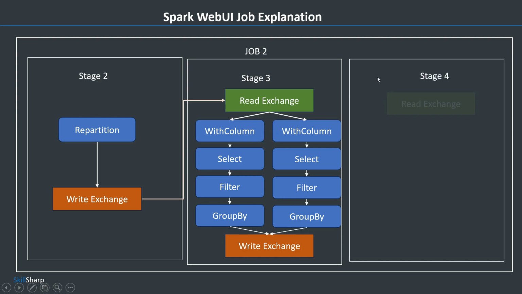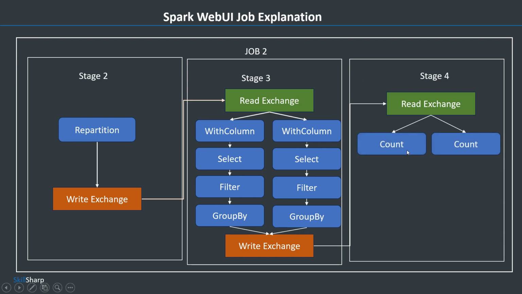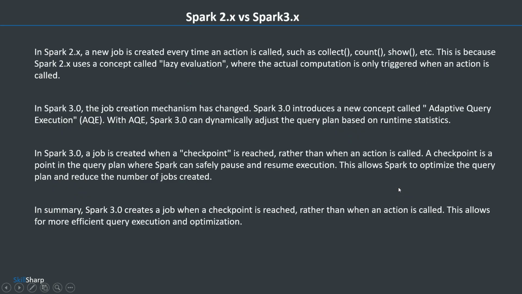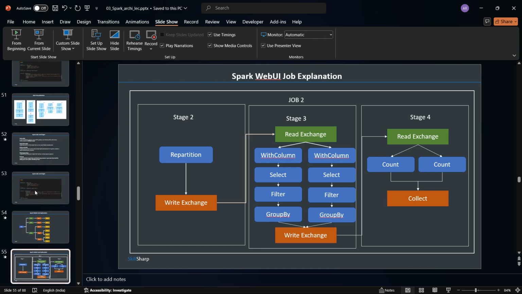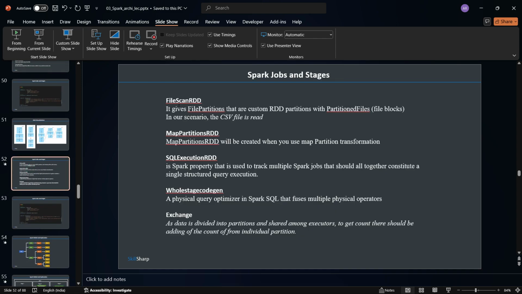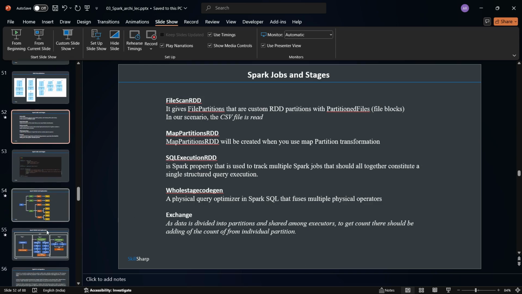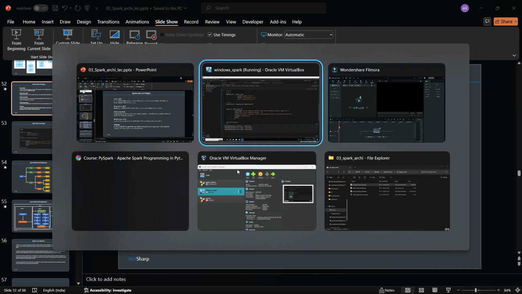In stage 4, you can see it will read the data from the previous write exchange. After that, it will perform the count operation on the two partitions, and then your driver will collect the data with the help of the collect method. So this is how the whole thing is calculated. You can see here we have different types of operations like FileScanRDD, MapPartitionsRDD, SQLRDD, and so on. So let's dive deep into the actual directed acyclic graphs of this application.